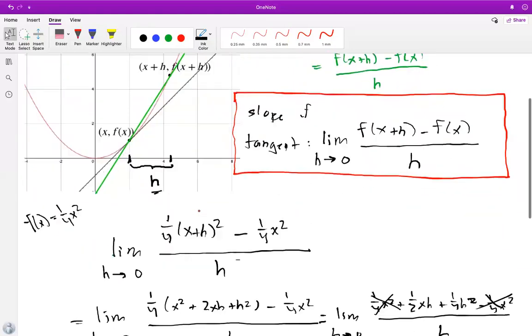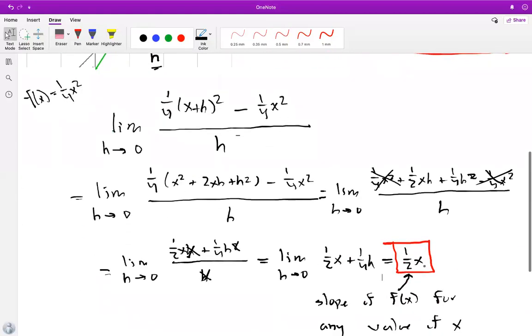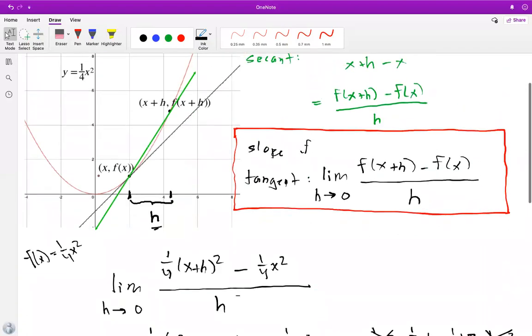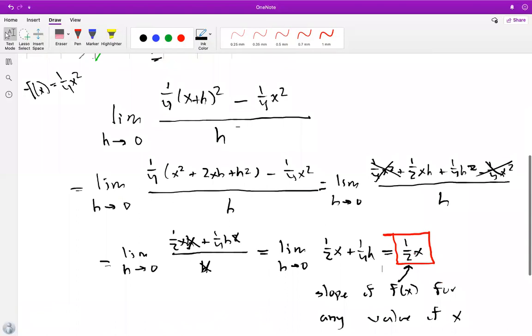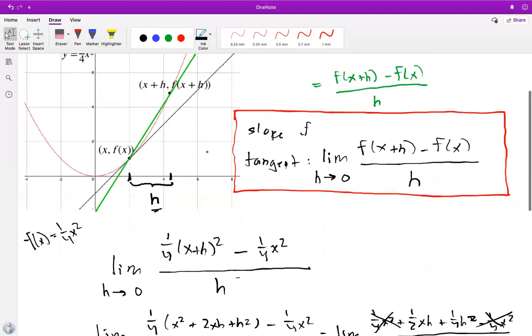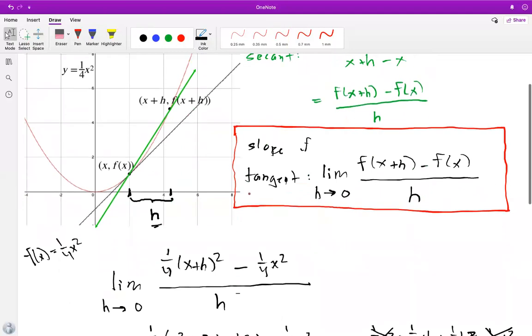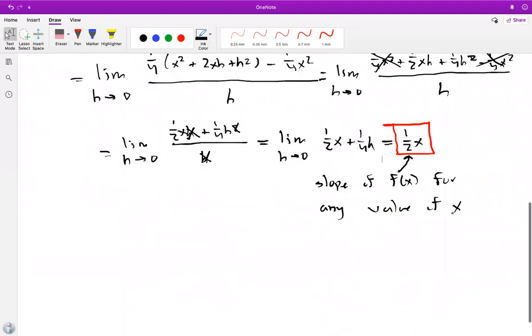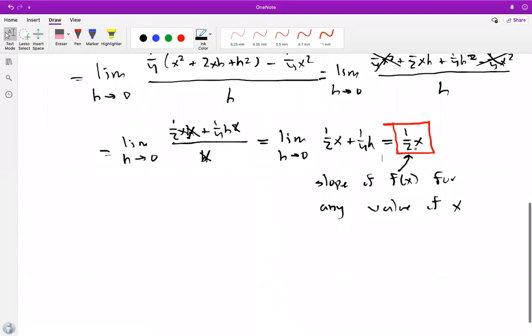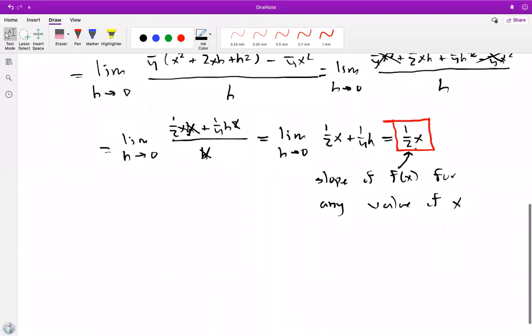And what this 1/2 x is telling me is that no matter what x value I have, I can always find the slope of this curve by plugging the x value in right here. So when x is 4, the slope of the tangent line to the curve should be equal to 2. And when x is 6, the tangent line slope should be 3. And when x is 10, the tangent line slope should be 5, and so on and so forth. So we're going to see some more of this in the next couple videos. So stay tuned.